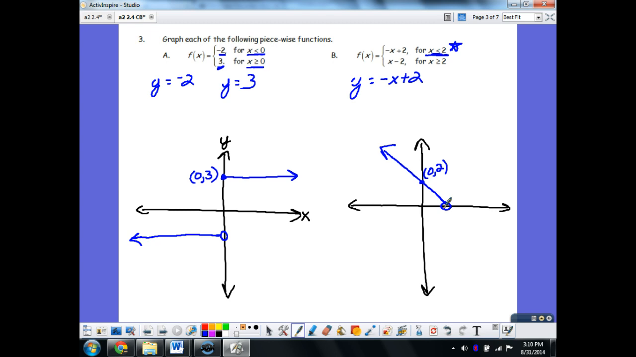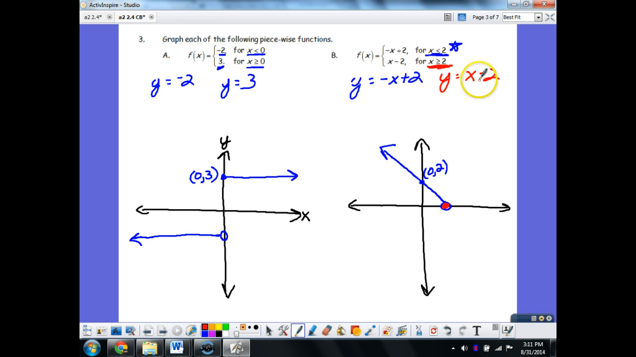Now, in the second piece, we're going to graph the line y equals x minus 2, but only to the right of x equals 2, which is this spot right here. Now we're going to include 2, so I'm going to see what the value of this is if I let x equal 2. What is 2 minus 2? Well, it's 0. So we're at 0 there.